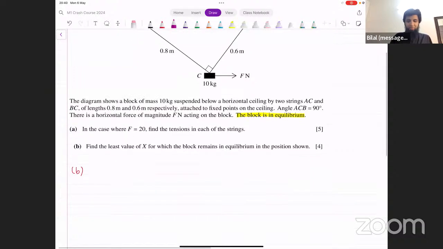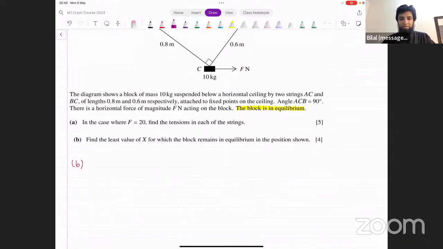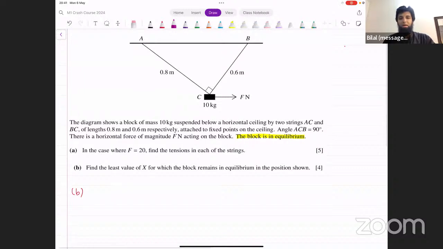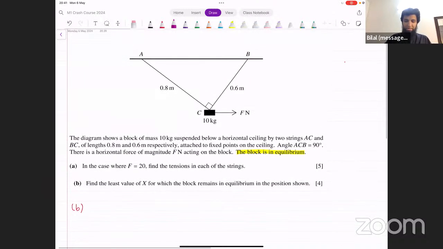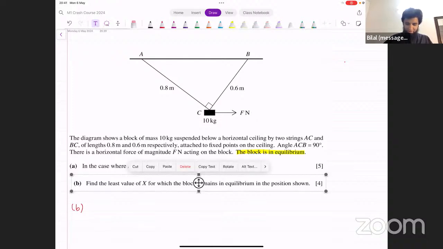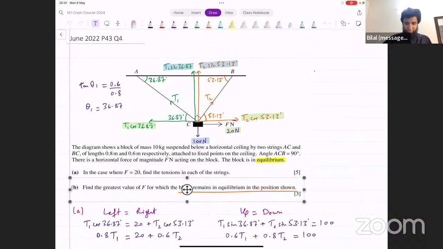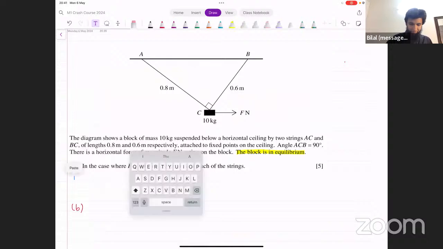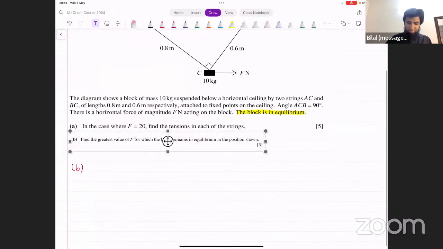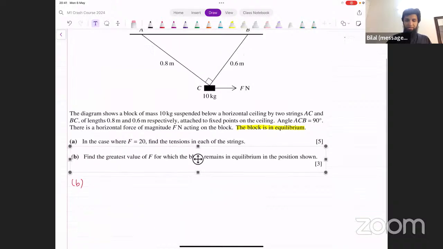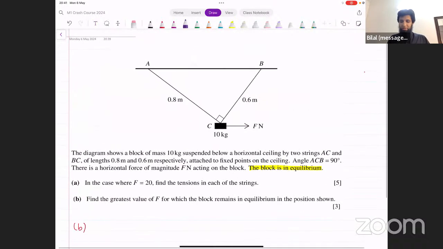Now, in the second part, it says find the least value of x for which the block remains in equilibrium in the position shown. Now, how do you find that? How do you find the least value of x? Okay, I'm sorry. I think I copied that from another question, the second part. There's no x there. It was supposed to be F. Okay, let's look at the second part here. It says find the greatest value of F for which the block remains in equilibrium in the position shown.